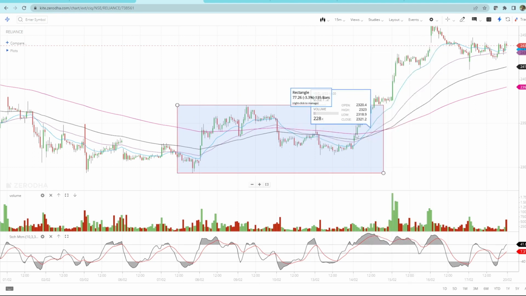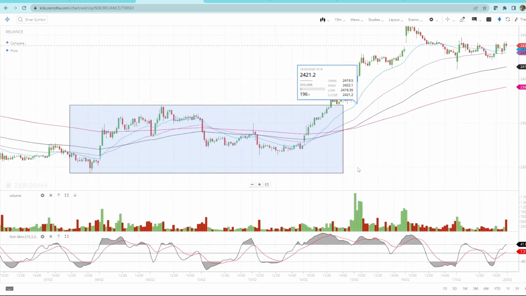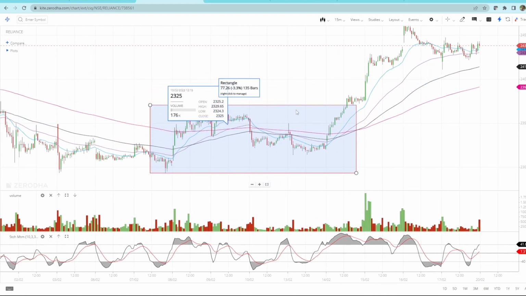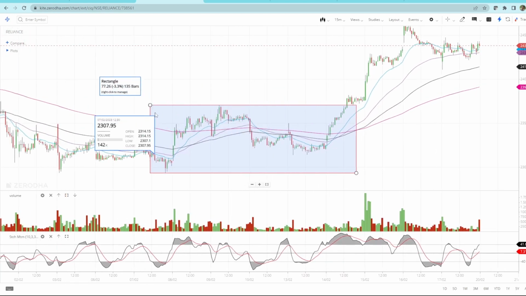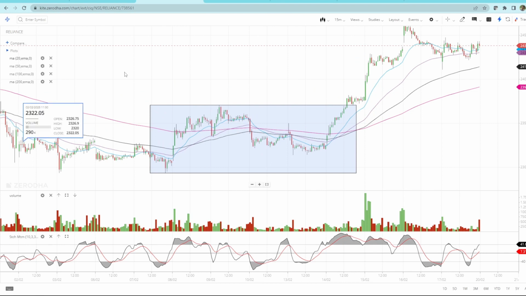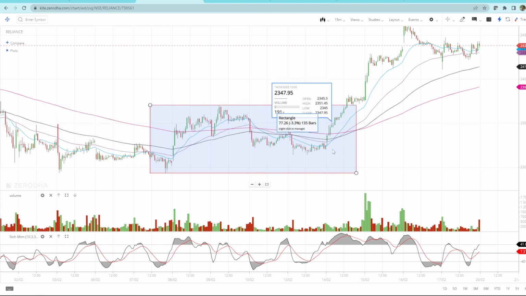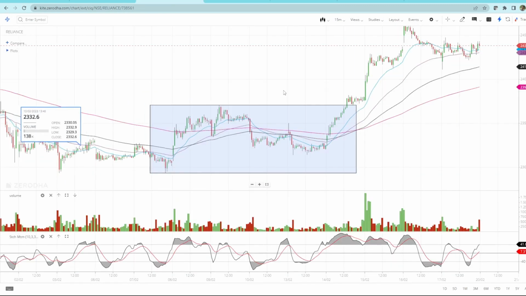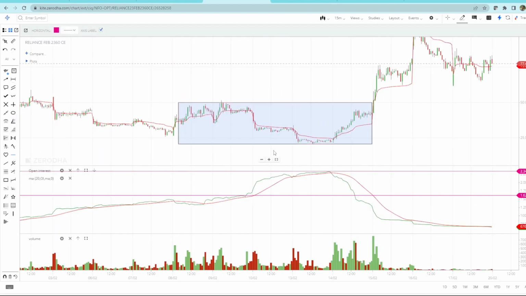Now coming back, this is the other setting where I use the 20, 50, 100, 200 exponential moving averages on a 15 minute chart. This talks about consolidation. You see, for Reliance, it was consolidating for quite some time between a range of 2300 to 2380, at least for 50 to 80 candles. With 50 to 80 candles, you can see that it is consolidating and a breakout is likely to happen in this range.